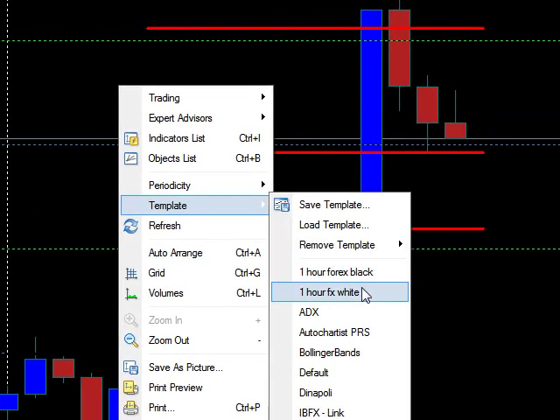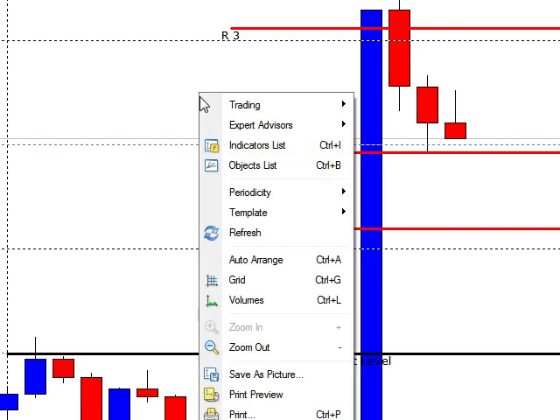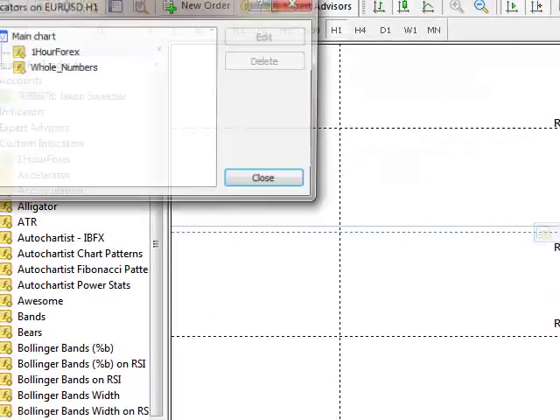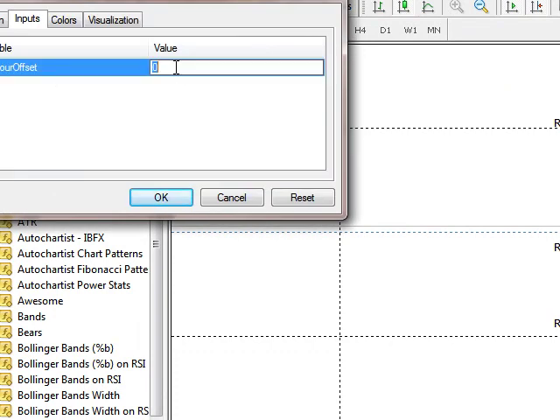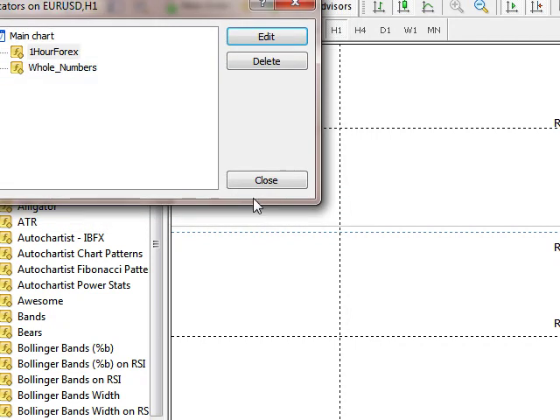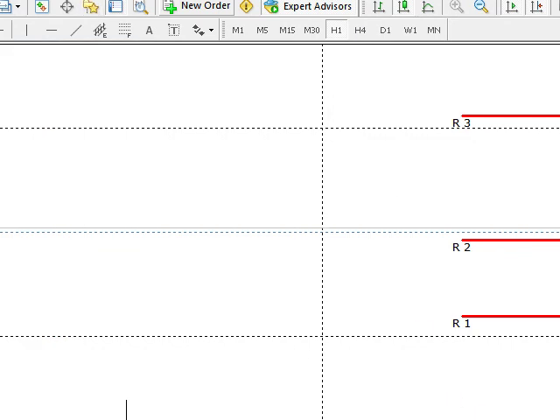What about the white one? Okay, here's the white one. Let's see if I can adjust that. Indicator list. Now I see the problems you're having here. I bet you it's not going to do it either. Oh, it worked. What do you know? Okay. Anyway, there we got the white one.